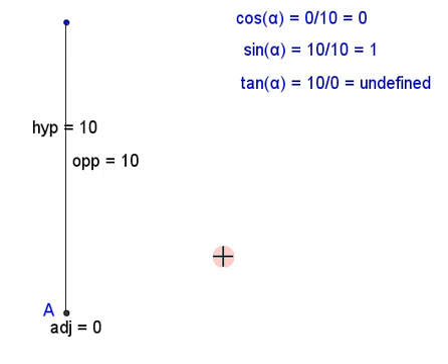So in summary, cosine and sine range from 0 to 1, and tan ranges from 0 all the way to infinity.